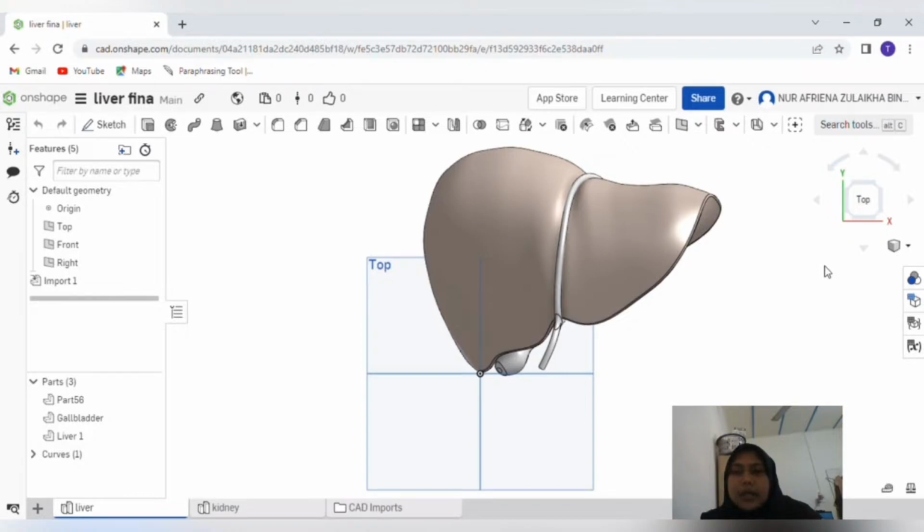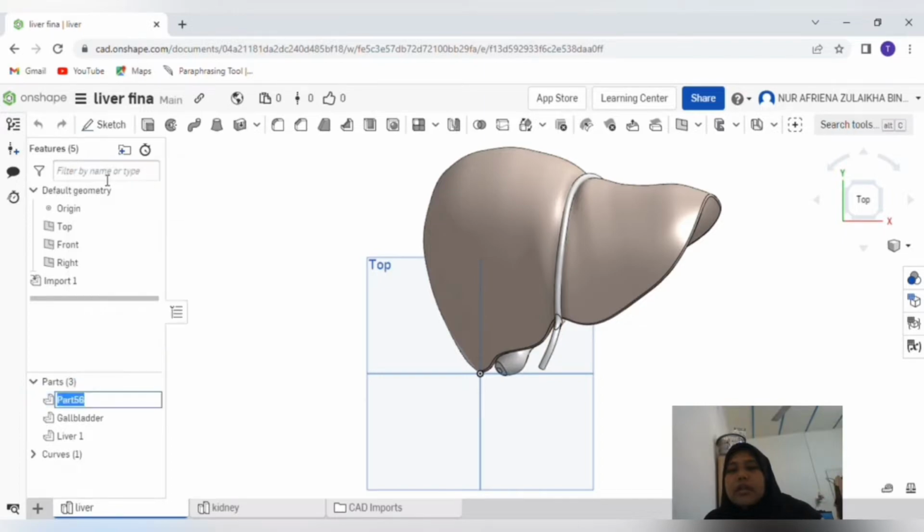So right now I want to show you the liver structure that I already drew. As you can see here, this is the apparent top of this 3D picture of the liver. This is the liver lobe, the right lobe, the left lobe, and this is the gallbladder, and here is the ligamentum teres.